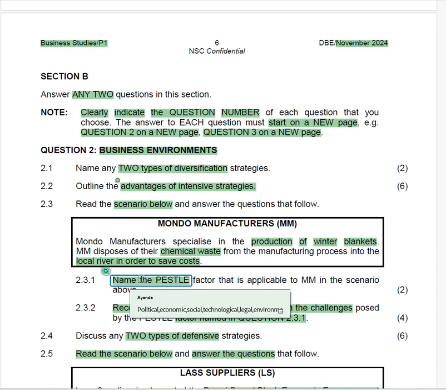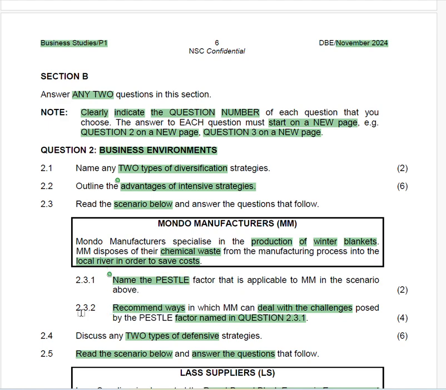Why are we saying it's environmental? Because they're affecting the environment they are operating in. It's not political, it has nothing to do with politics. It's not economic, it has nothing to do with finance, or how the economy is operating. It's not technological, we are not looking at system failures. It's not legal, they are not being sued. So it is definitely environmental, as it affects the environment where they are operating.